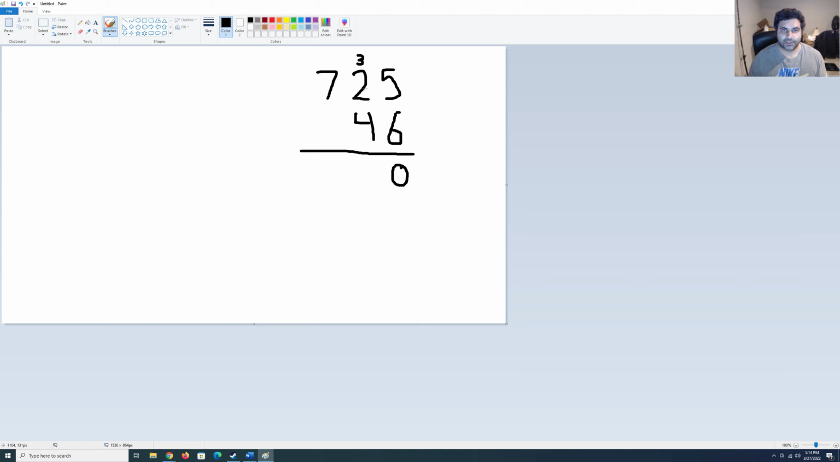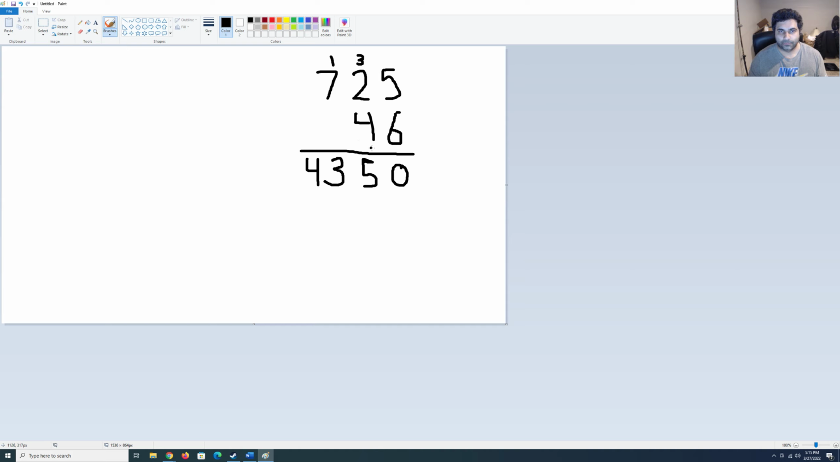Now we do 6 times 2, which is 12, and then we add this 3, so that's 15. So the 5 goes here, and then the 1 goes here, okay? And then 6 times 7 is 42. Plus 1 is 43, so now we do 43. First you put the 3, you would have put the 4 here, but there's nothing else, so we'll just bring it down. So now 6 times 725 is 4350.